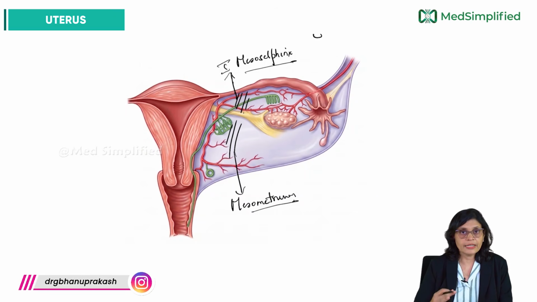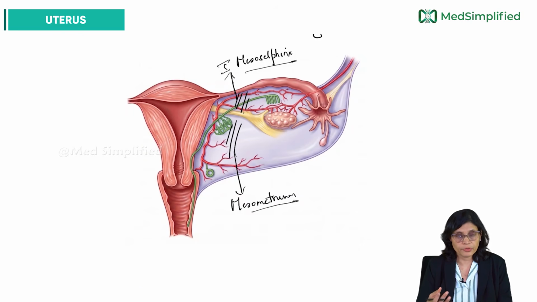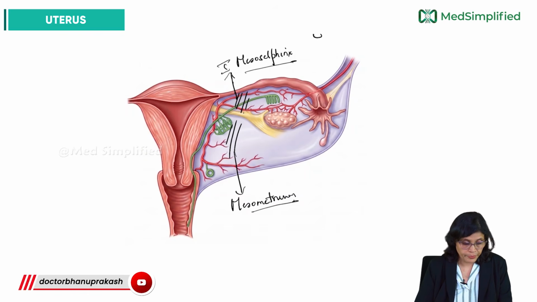So meso is basically the term we use, like we have the mesocolon. Basically it's the fold of the peritoneum. Here we are calling it mesosalpinx where it is in relation to the fallopian tube, mesovarium where it is in relation to the ovary, and mesometrium where it is in relation mostly to the body of the uterus, along with the ligament of ovary and the ovary itself.